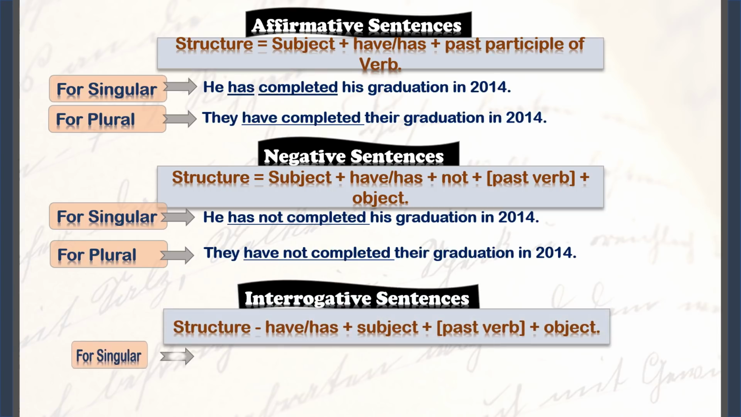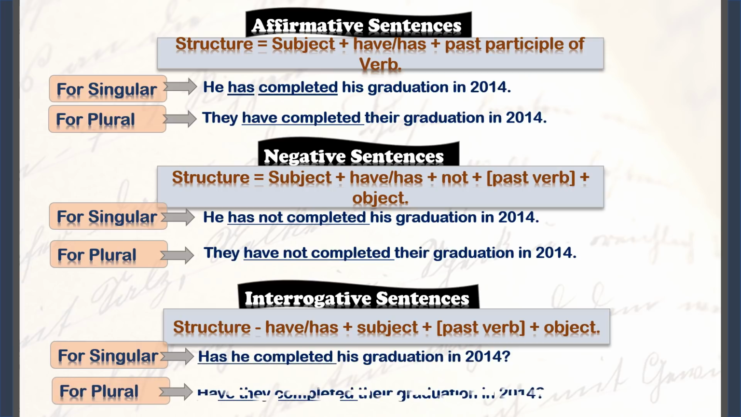For interrogative sentences, the method for asking a question in the present perfect tense is have or has plus subject plus past participle of the verb plus object. Example for singular, has he completed his graduation in 2014? For plural, have they completed their graduation in 2014? Also mind the catchy words for present perfect tense: just, ever, never, already, yet.